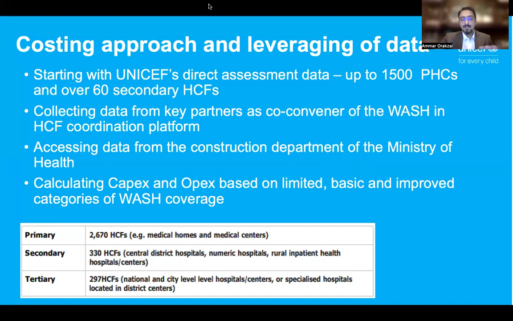We basically separated this costing exercise into 3 levels: the limited level, basic level, and improved level. The improved level was complying with the updated standards, the basic level with the GMP, and the limited level was a very basic level of access, so a very initial level of access. Because some PHCs, for example, did not have access at all.